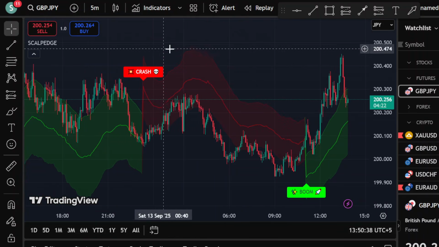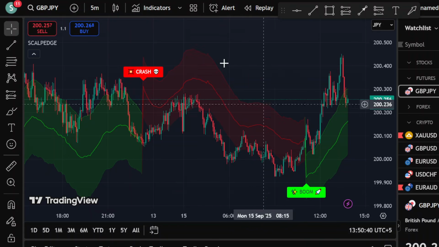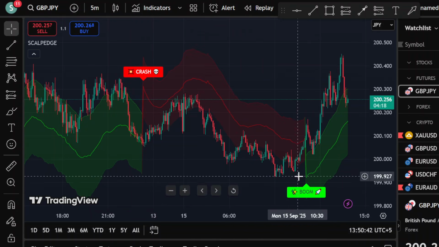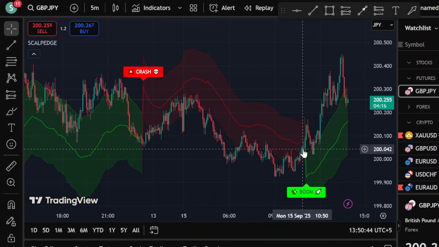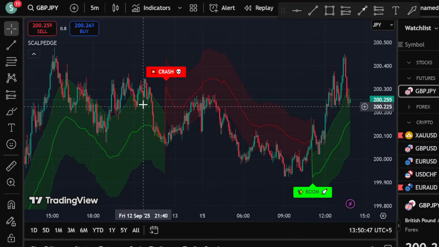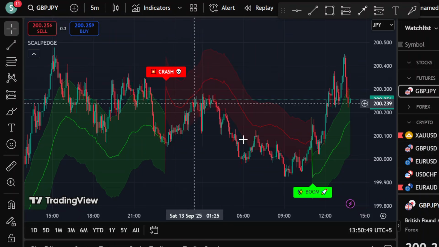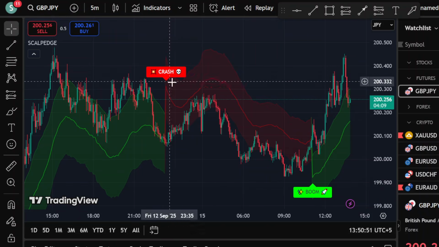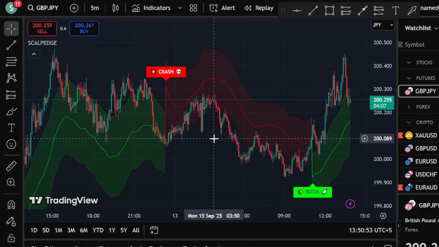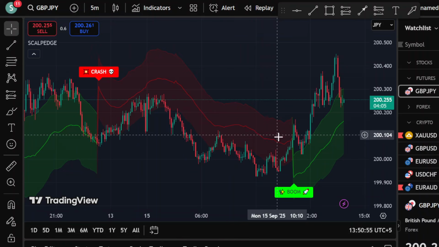So basically, this indicator shows the crash and the boom signals. Crash means down, and boom means up. And there is one quality in this indicator. If one signal goes wrong, then the next signal has very good potential to cover the loss that you made in the previous signal, and then you can even make more profit out of it.